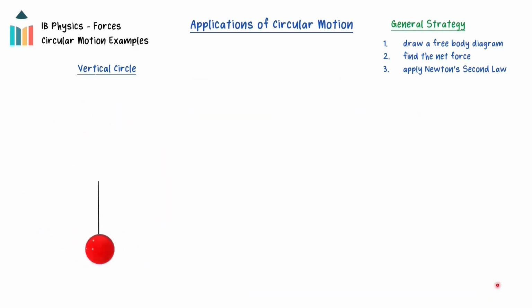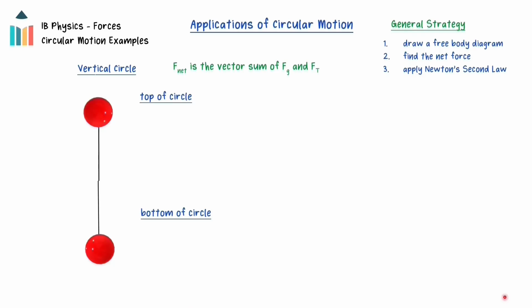Another common application is the vertical circle. There are a number of versions of this type of motion, but let's consider a mass on a string. Here, the net force is the vector sum of the force of gravity and the force of tension acting on the mass. If we consider the forces acting on the mass at the top and the bottom of its circular motion, the force of gravity will be constant in both positions and act downwards. But the force of tension will be different in magnitude and direction at the two locations because the net force is always directed towards the center.